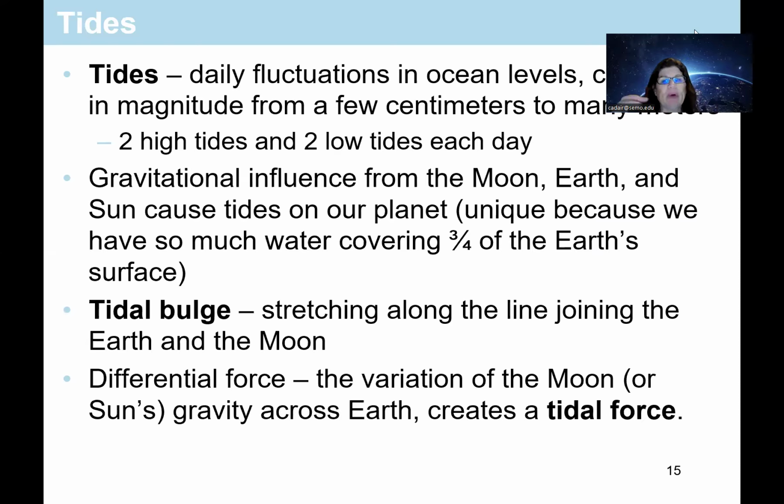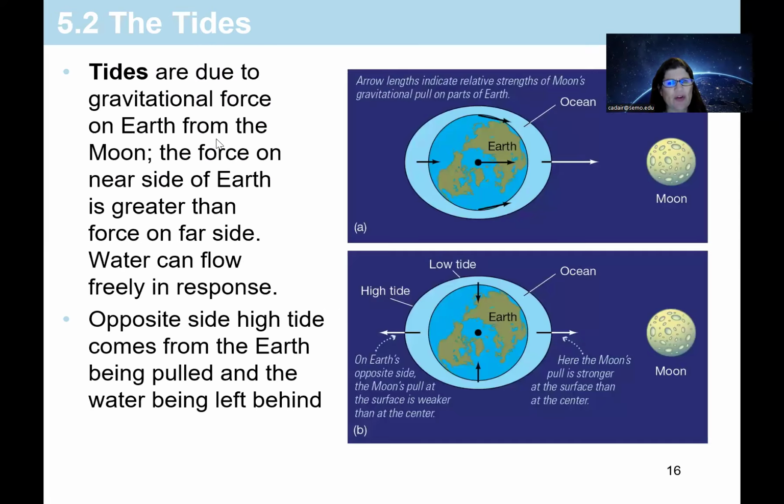There's a tidal bulge that stretches along a line that joins the Earth and the Moon. And there's this differential force, which basically means that the force is different at different levels, which we'll see, which creates this tidal force. So tides are due to gravitational force on Earth from the Moon. The force on the near side of the Earth is greater than the force on the far side. And water, of course, can flow freely in response to that gravitational pull. The opposite side high tide comes from the earth being pulled and the water sort of being left behind, which is a little weird.